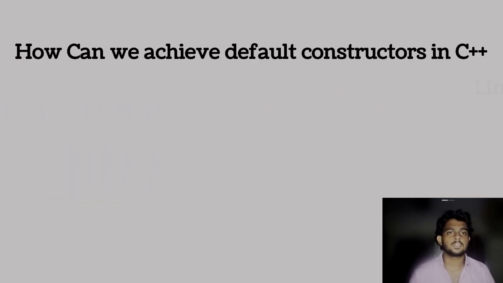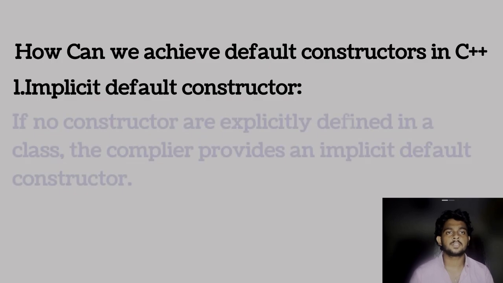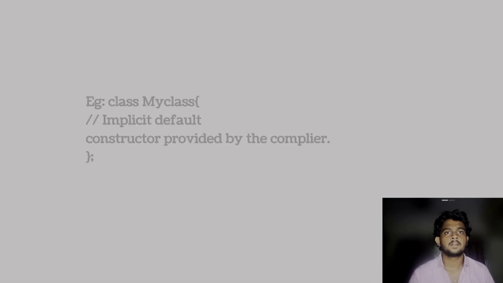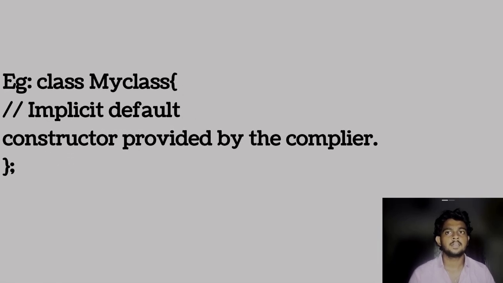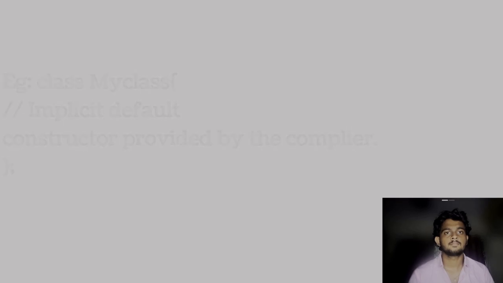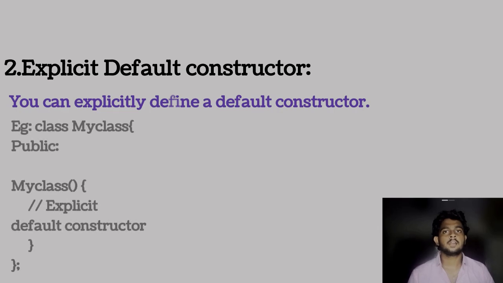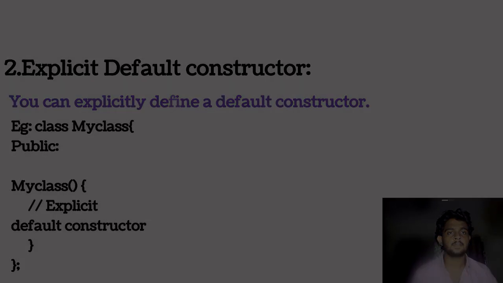Now, how can we achieve a default constructor? First, implicit default constructor. If no constructor is explicitly defined in a class, the compiler provides an implicit default constructor. Here is a quick example. Here, we have taken a class, MyClass, and an implicit default constructor is provided by the compiler. Second, explicit default constructor. You can explicitly define a default constructor. For example, a class, MyClass, and a default constructor, public MyClass, is defined.